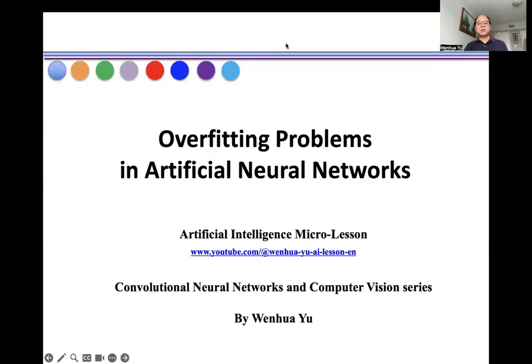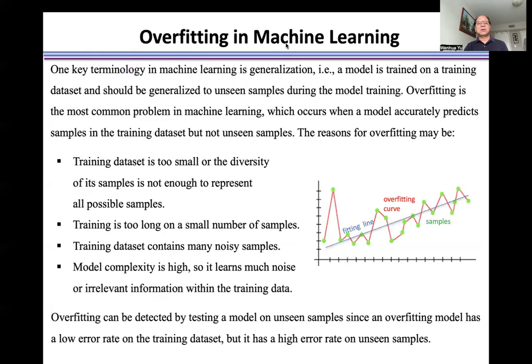In this video, I introduce overfitting problems in artificial neural networks. One key terminology in machine learning is generalization, namely a model is trained on a training dataset and should be generalized to unseen samples during the model training. Overfitting is the most common problem in machine learning, which occurs when a model accurately predicts samples in the training dataset but not unseen samples.